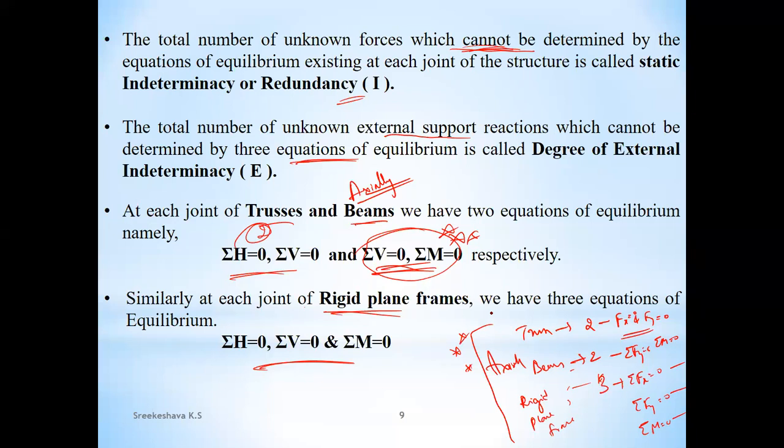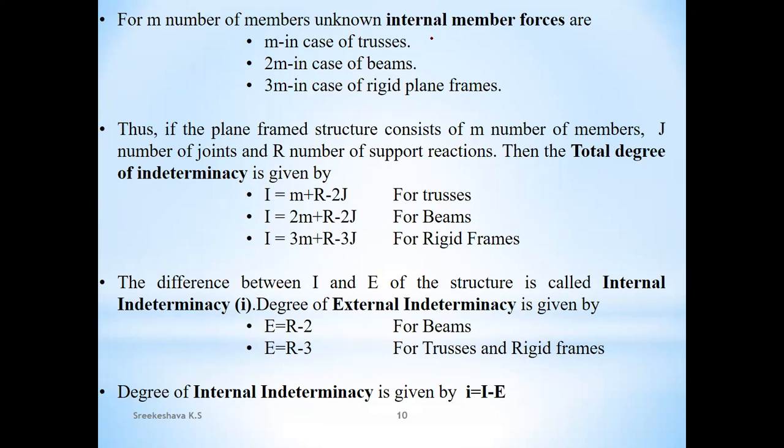Clear? Next thing. For M number of members, internal forces in truss M, internal member force in case of beams 2M, internal member force in case of rigid plane frames 3M. Now, a plane framed structure consists of M members, J joints, R external support reactions. The total degree of indeterminacy: for truss it is M plus R minus 2J. For beams it is 2M plus R minus 2J. For rigid frames it is 3M plus R minus 3J.